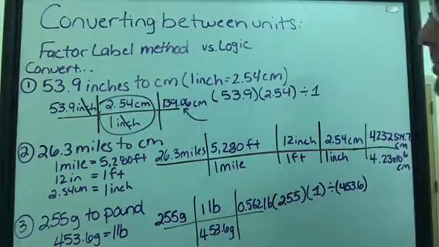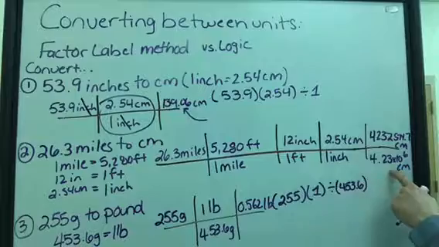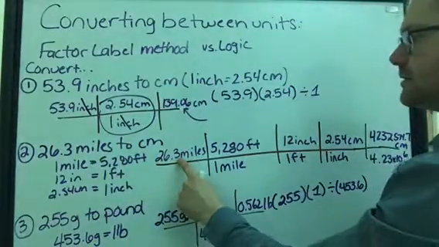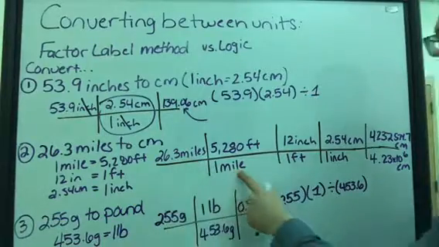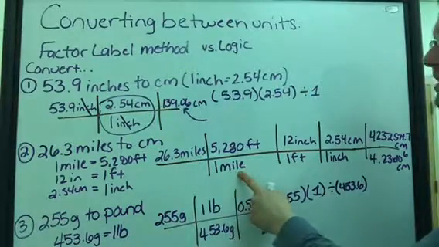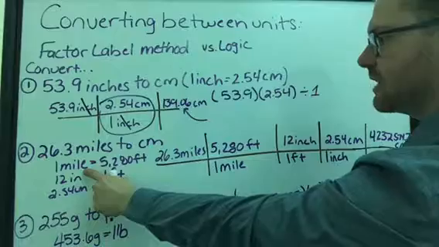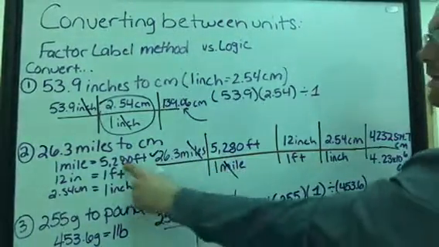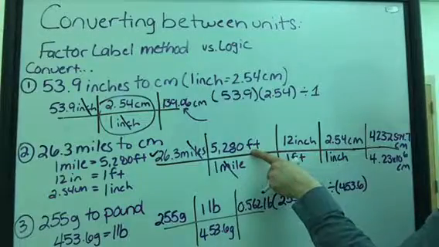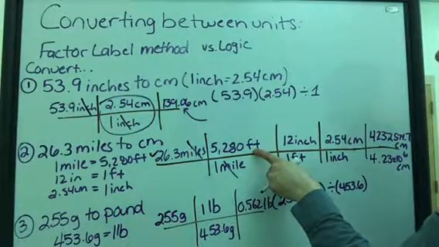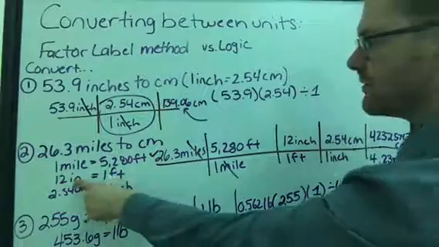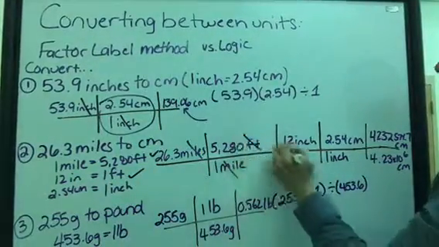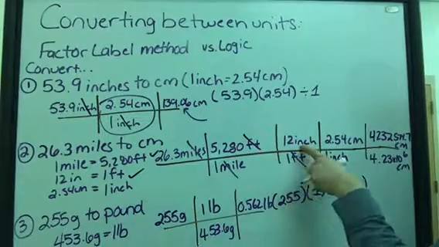So our next step, we set up our, I call these train tracks, and we start with our known value, 26.3 miles, and we want our miles to cancel. So I'm going to find the conversion factor that has miles in it, and I'm going to place it in the denominator. The numerator is how many feet. Now I'm working in feet. So I want feet to cancel, so I find my conversion factor with feet, and I put that in the denominator. Feet cancel. Now I'm working in inches.